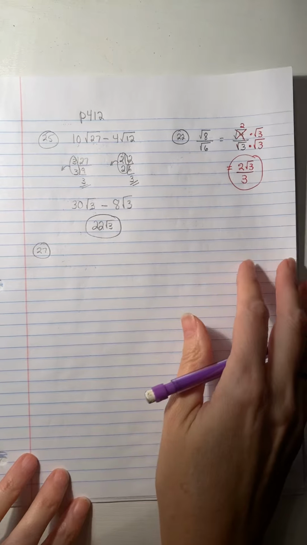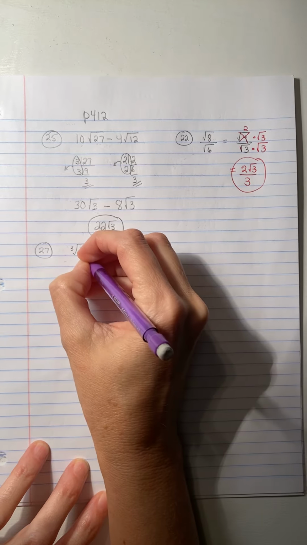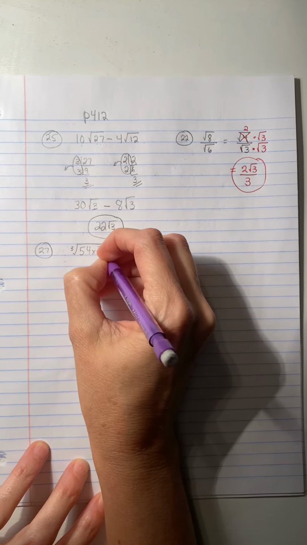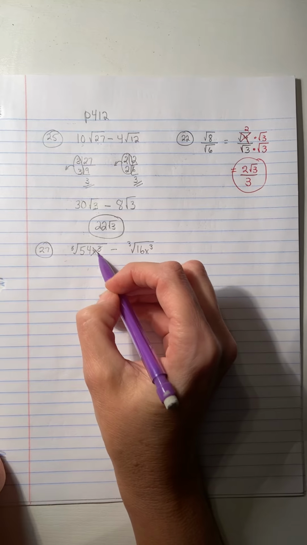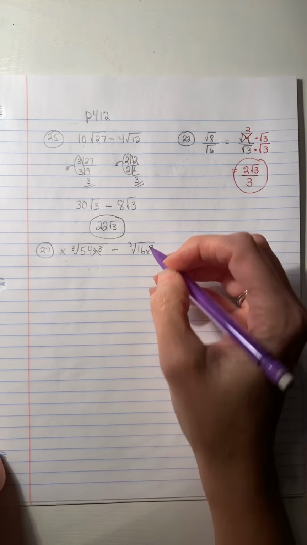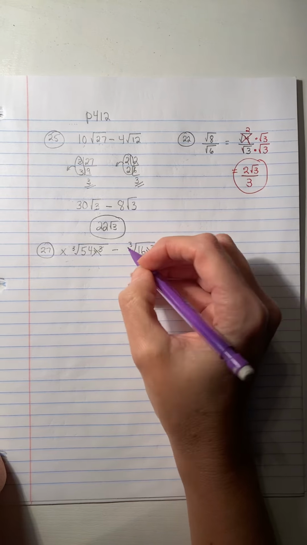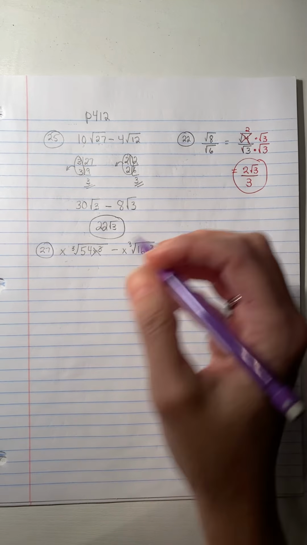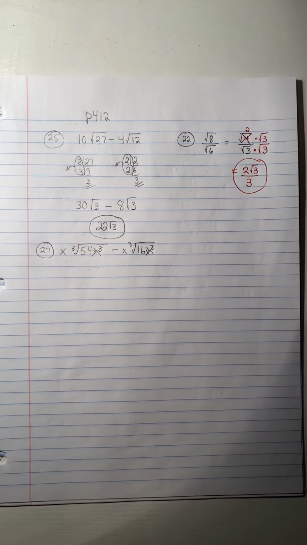Number 27 is third root of 54x cubed minus third root of 16x cubed. So the cube root of x cubed, since there's triplets and we're looking for triplets, that means an x can come out. So we can just bring the x out front. And the same thing happens here. You can just bring that x out. And if you don't know your cubes, check and see, is 54 a cube? I don't think it is, but we can check. See, it's not, it's a decimal.